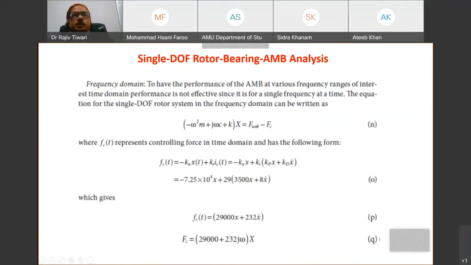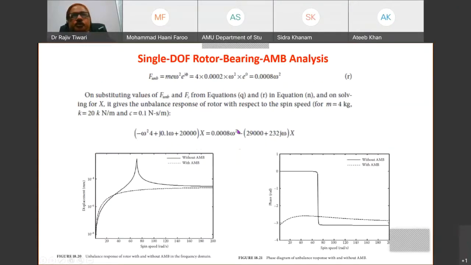Similarly, in the frequency domain, as I showed, we can change the speed, and for every speed we can get the response and plot it. So this is when we are changing the speed. Of course, when there is no AMB, we'll encounter some resonance. When the spin speed of the rotor matches the natural frequency, there will be resonance. The solid line is without AMB, so we are encountering a resonance. Now you see when AMB is there, it is not encountering that resonance, so we can safely cross the rotor's critical speed.